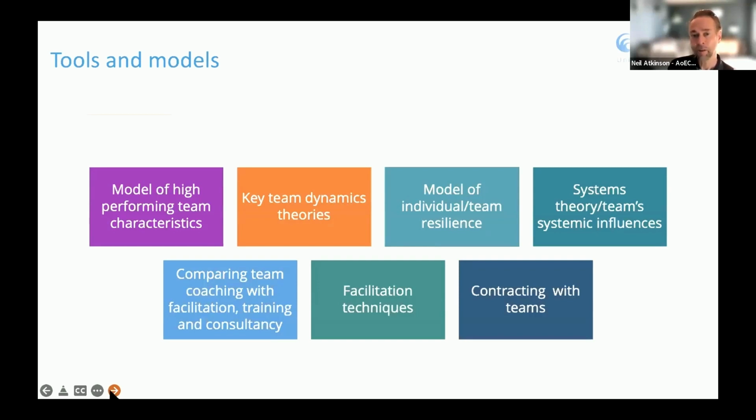We cover 2 or 3 theories on team dynamics, as we're inviting you to start tuning into the team's system as you start working with them. We look at the resilience models, we do work on contracting, we provide some input around facilitation techniques, and we do quite a lot of time on really unpicking that question of how coaching is different from facilitation and different from training or consultancy, and how you might occasionally need to blend some of those different skills and be very conscious of how you're doing that.